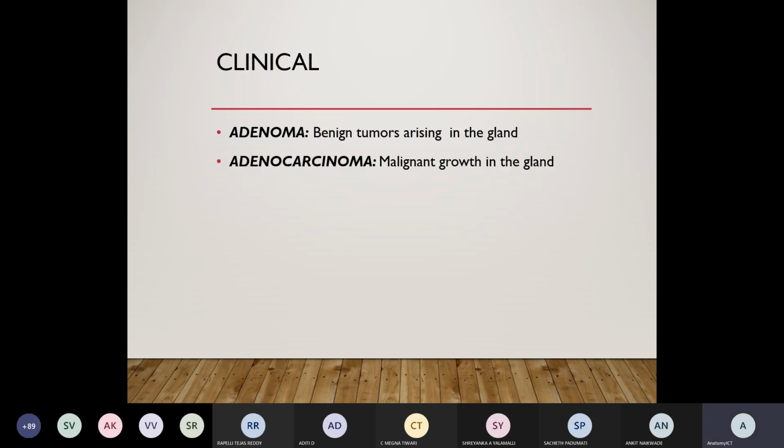So when you move to the clinical side, adenoma is a benign tumor arising in the gland. Remember, this is very important. Adenoma. Oma is nothing but a tumor. Adenoma, adenocarcinoma. Oma is a tumor and localized. Adenocarcinoma is malignant and it connects to multiple areas, so malignant is also called metastatic.